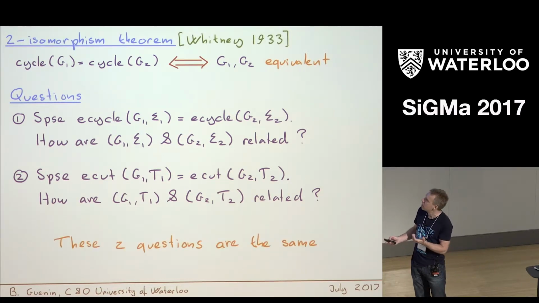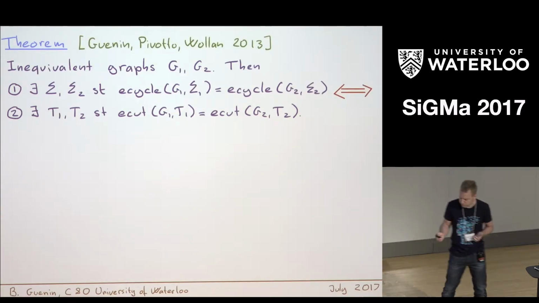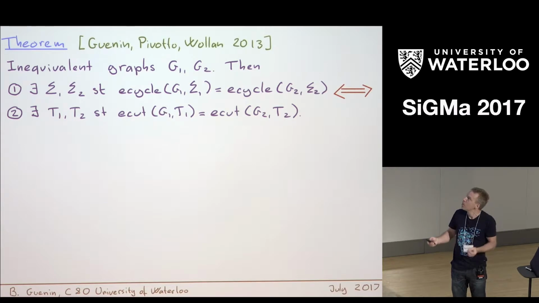Now, it turns out that actually those two questions are the same. So we just need to answer one of them. Now, why are those two questions the same? Well, we proved the following result. If you give me a pair of graphs and they're equivalent, I already know everything I want to know about those two graphs, namely that they're equivalent. But if they're not equivalent, then I can find a pair of signatures such that they have the same even cycles if and only if I can find a pair of terminals so that they have the same even cuts.